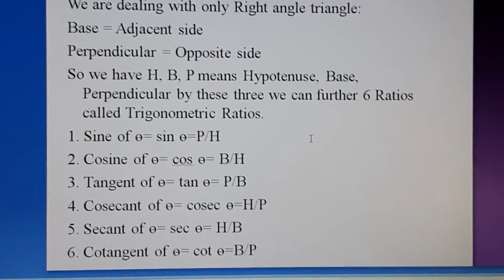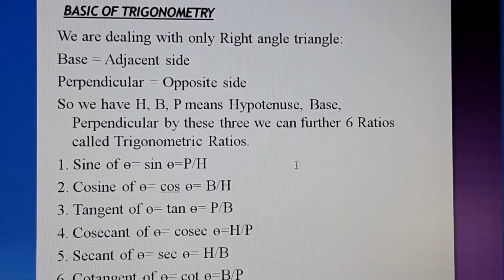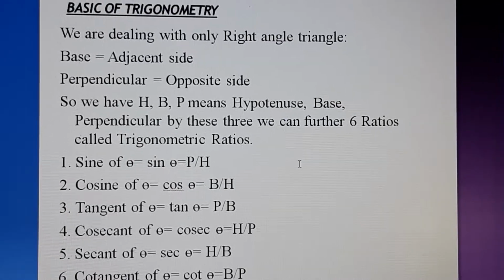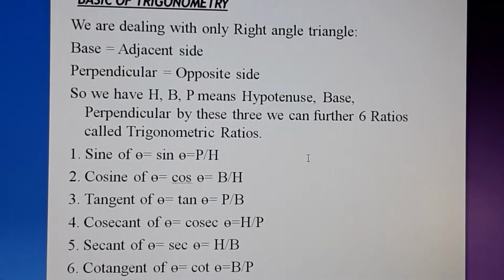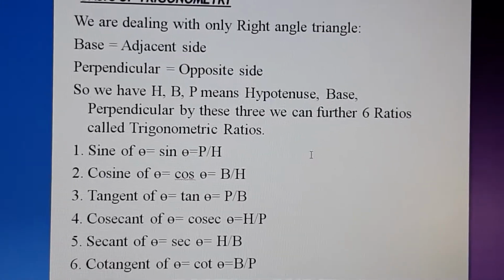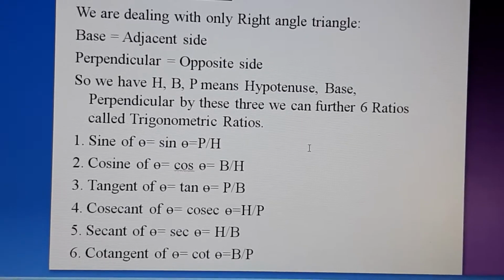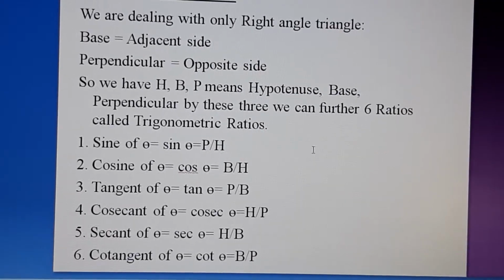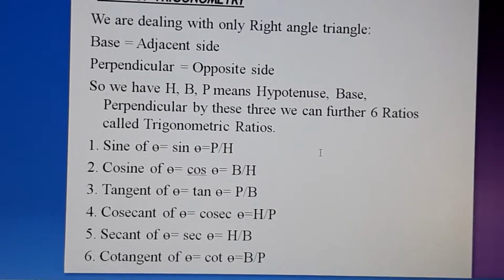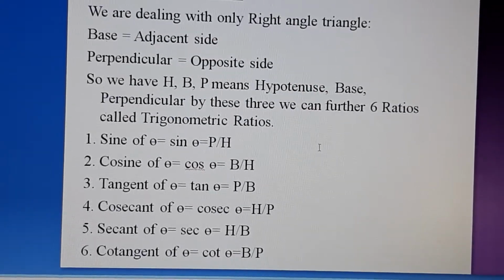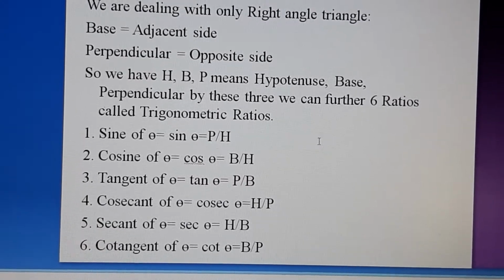In today's class we are dealing with only basic trigonometry, and only with the right angle triangle, where base is equal to the adjacent side and perpendicular is equal to the opposite side. So we have HBP: H for hypotenuse, B for base, P for perpendicular. By these three we can write 6 ratios, called trigonometric ratios. Which are the 6 ratios? Sin theta, cos theta, tan theta, cosec theta, secant theta and cot theta.